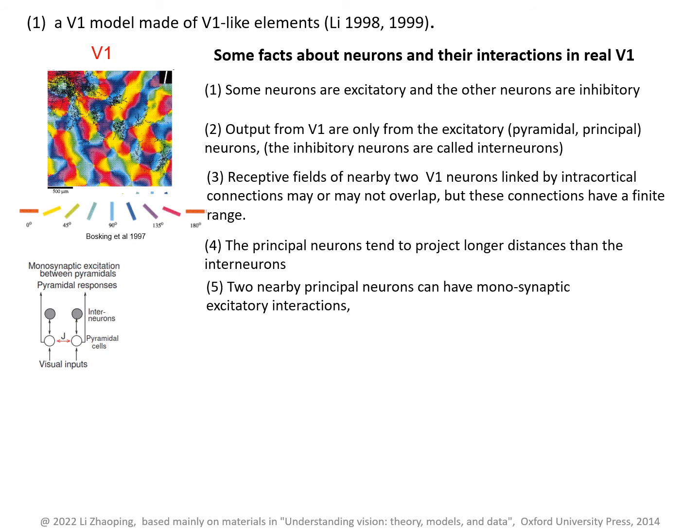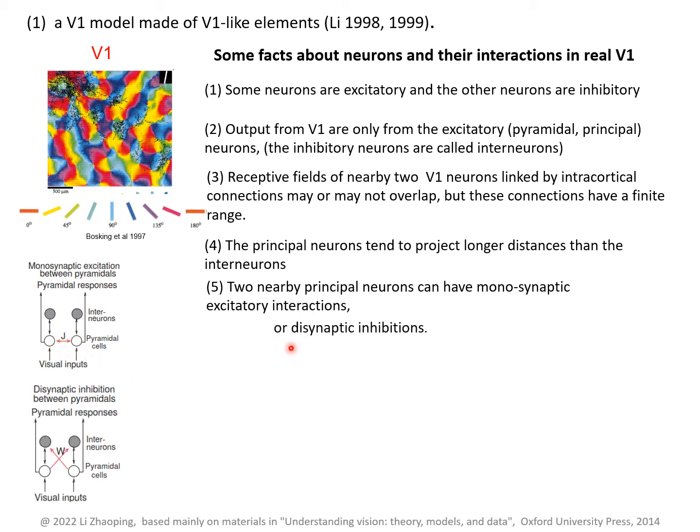Two nearby principal neurons can have monosynaptic excitatory interactions. Like in this diagram, we have two pyramidal cells. They excite each other, so they are excitatory interactions. These are two inhibitory interneurons. They are connected one with each to the pyramidal cells, and visual inputs come to these two pyramidal cells, and they can send responses further downstream. And so these two neurons are mutually exciting each other.